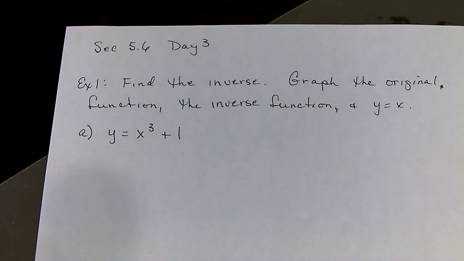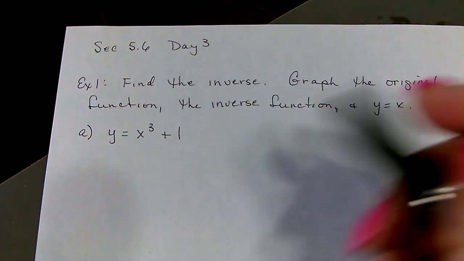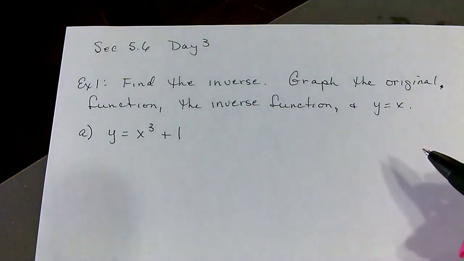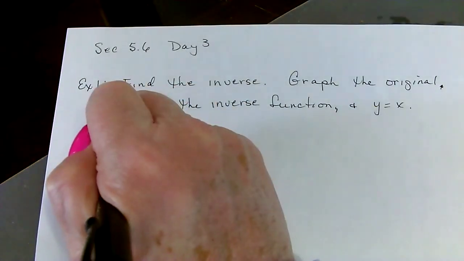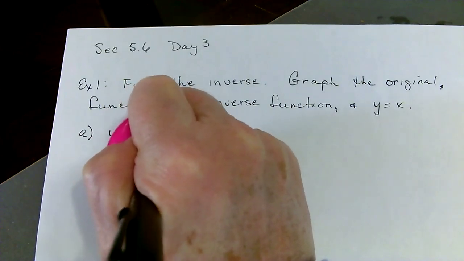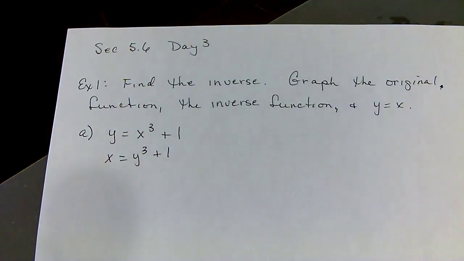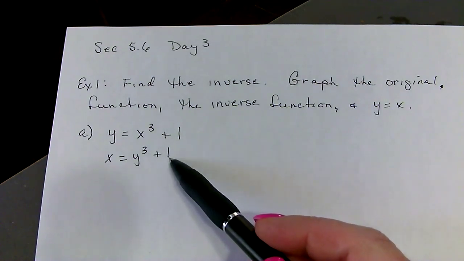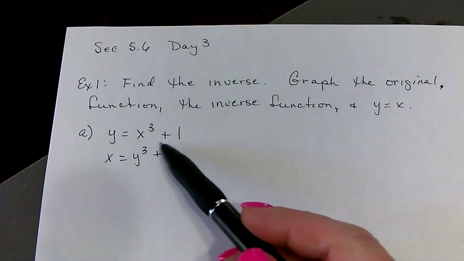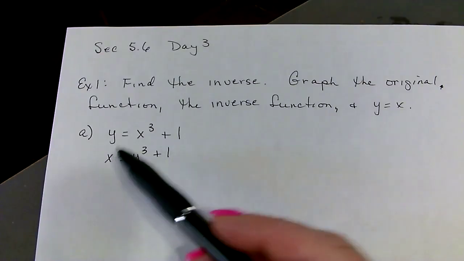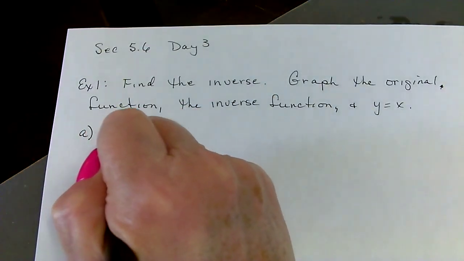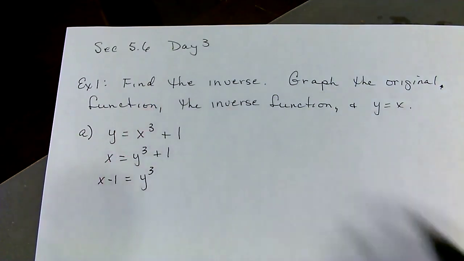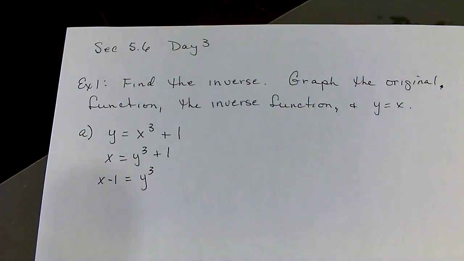The very first one, they wrote y is equal to x to the third plus 1. They didn't write it as f of x or g of x. That's okay. So we're just going to swap out our x's and y's, which is our first step. So this will become x is equal to y to the third plus 1. Since the first thing they did was cube y and add 1, we're going to undo this by subtracting that 1 first. So we'll subtract the 1 from both sides. That will give us x minus 1 is equal to y to the third.